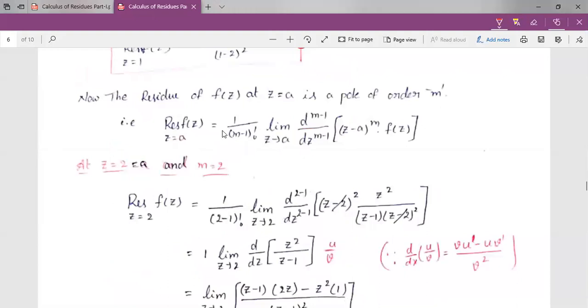Now we find the residue of f of z at z equal to 2, which is a pole of order 2. Pole of order 2 means we use the formula for a pole of order m. That is, residue of f of z at z equal to a equals 1 by (m minus 1) factorial into limit z tends to a of d power m minus 1 by dz power m minus 1 of (z minus a) whole power m into f of z. So here our pole is z equal to 2 and our order is m equal to 2. Now we replace z equal to 2 and m equal to 2 in the formula.